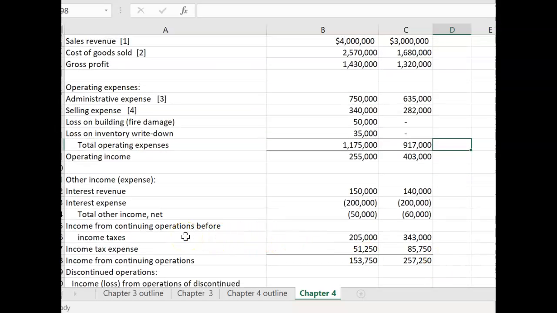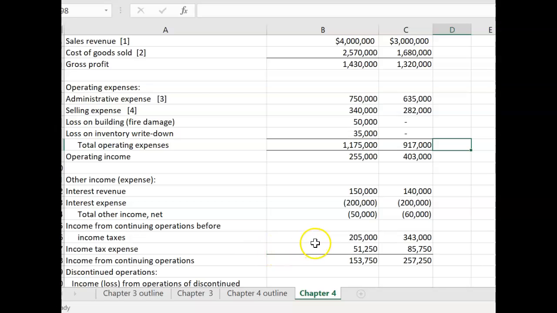Income from continuing operations before income taxes is $205,000, which is the operating income, minus the deficit in other income of $50,000. And in 2020, it would be the $403,000 operating income less the $60,000 deficit in other income for $343,000. The income tax expense rate is 25%.